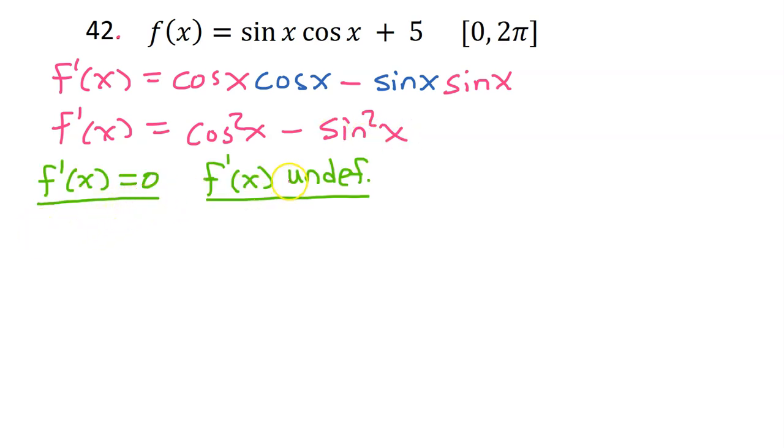Time to find the critical numbers that cause f prime to either equal 0 or be undefined. Sine and cosine are never undefined, no matter what the value of x is, so we don't have to worry about this part. But where will f prime equal 0? Well, let's set f prime equal to 0 and solve.